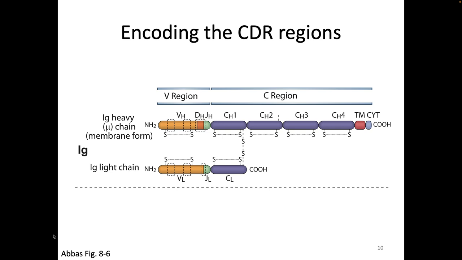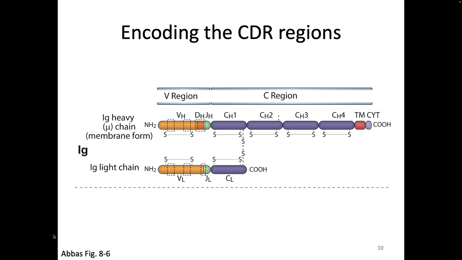CDR1, or the first loop, is just a part of the variable region that we picked. CDR2 is just a part of the V that we picked as well. So CDR1 and CDR2 are basically just based on which V we picked. But CDR3 is actually encoded by the junction of the V, D, and J. So CDR3 is going to be super unique, because any B cell that chooses V27 is going to have the same CDR1 and CDR2, because V27 just always has those as part of its structure. But even if you pick V27, you're going to be combining it with a different D and a different J, and you're going to get some super unique, just to that B cell, CDR3.